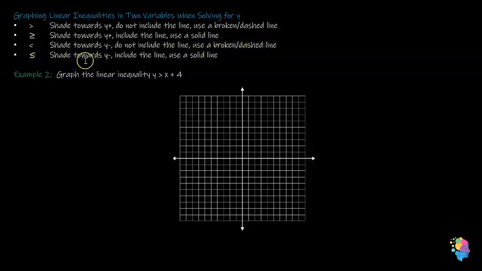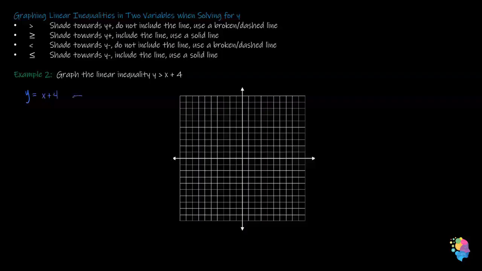And if it's equal to, we will include the line and use a solid line. For example 2, we're going to use the same inequality as example 1. We have y is greater than x plus 4. Notice how this is already solved for y. So what we're going to do is change that inequality into an equation so that we can use the following. So this would be y is equal to x plus 4.